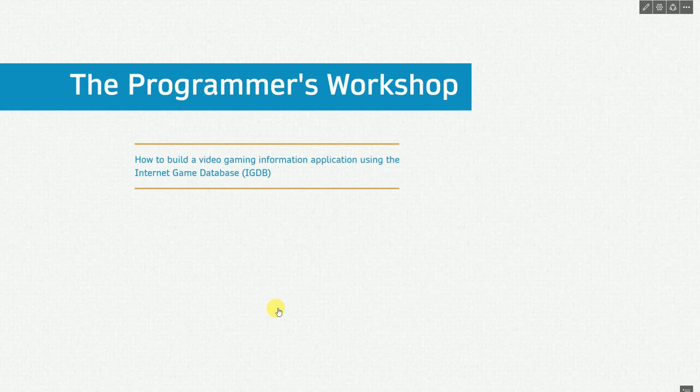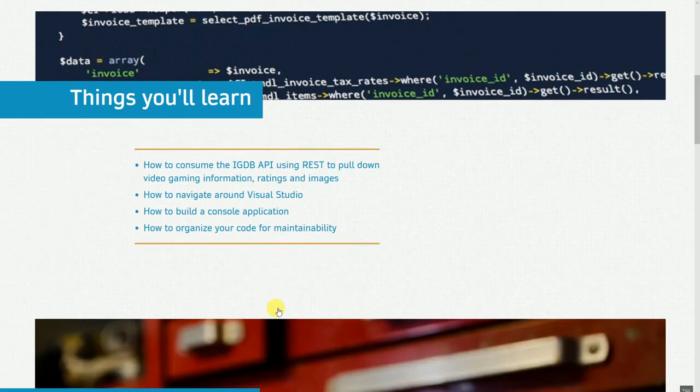Welcome. Today the topic is going to be how to build a video game information application using the Internet Game Database, otherwise known as IGDB. Now, in this particular tutorial, the things that you're going to learn are how to consume an IGDB API using REST to pull down video game information, ratings, images, game summaries, things of that nature.